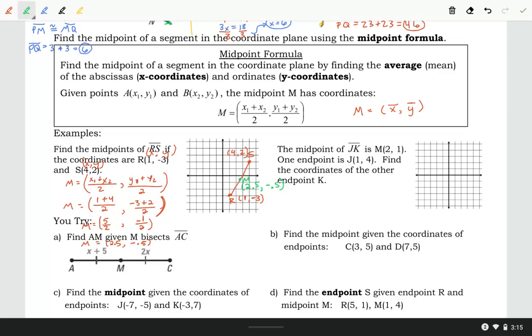Okay, now we're going to find the midpoint of JK. Actually, we're told that the midpoint of JK is m at 2, 1. So we know that m is at 2, 1, and we want to find the other endpoint of JK. We know that J is at 1, 4.